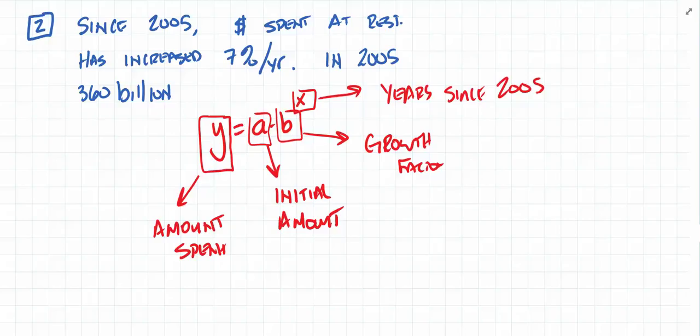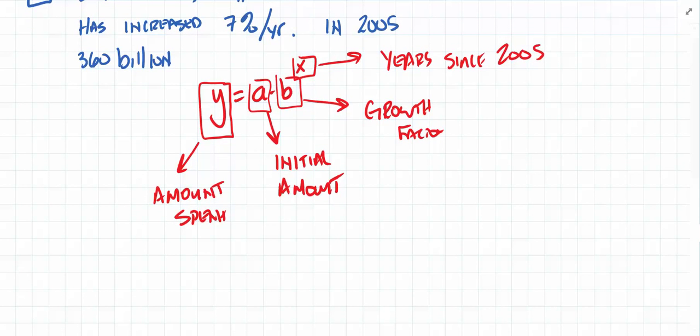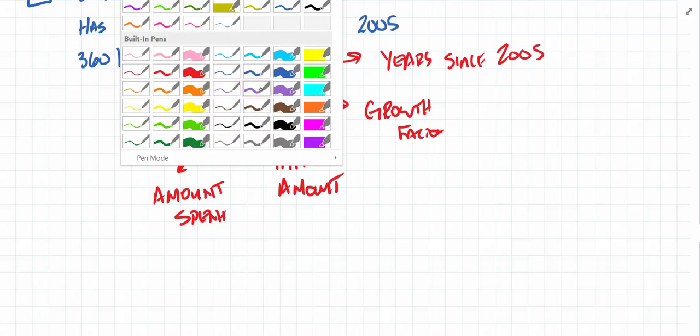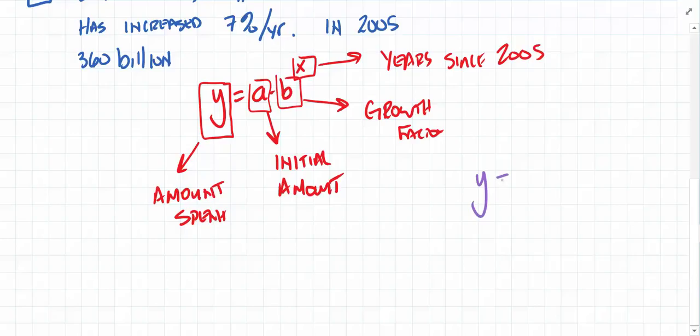So if I'm going to create a situation that models this, I'm going to have this. I'll go in purple. y is equal to, my initial amount was 360 billion. All right, so I'll leave it as 360 billion. We should also remind ourselves that we're working in billions, right? Okay, our growth factor is 1.07. Where in the world does 1.07 come from, and why did I write it like that?